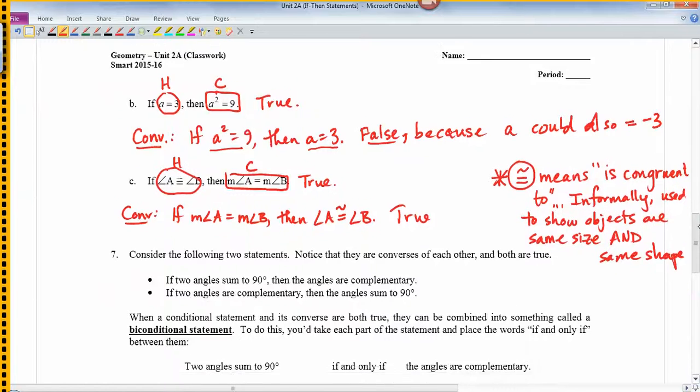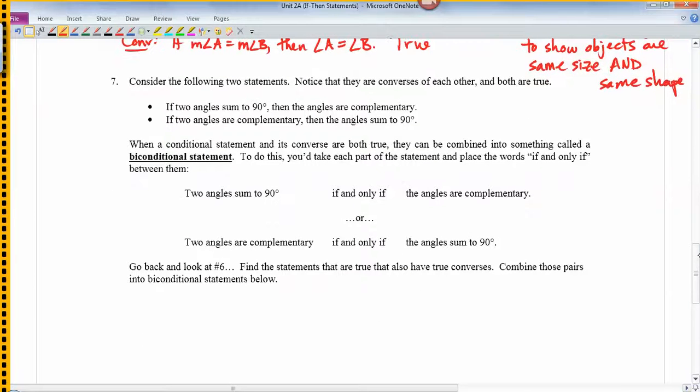All right, so let's look at 7. So in 7 it says, consider the following two statements, and they're converses of each other, and they're both true. If two angles sum to 90, then the angles are complementary. Or, if I flip it around a little bit and then reword it so it makes more sense, if two angles are complementary, then the angles sum to 90. They're both true, right? Anytime you have two true if-then statements that are converses of each other, right?